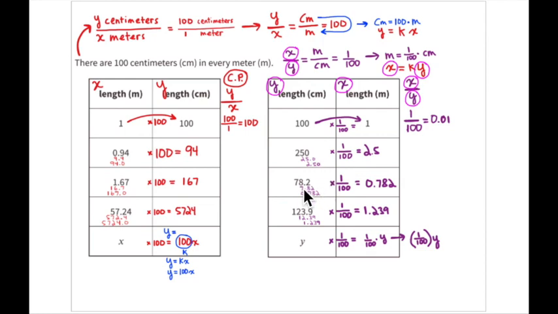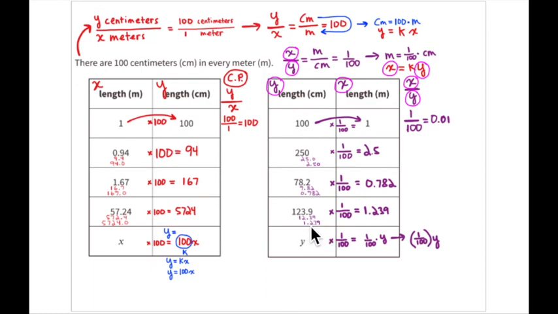This one is 78 2/10 hundredths, which is a little bit weird to say. It's 782 thousandths. So this slides one place value to the right to get 7 82 hundredths, and one more place value to the right to get 782 thousandths. So 78 2/10 times 1/100th equals 782 thousandths, or 1/100th of 78 2/10.